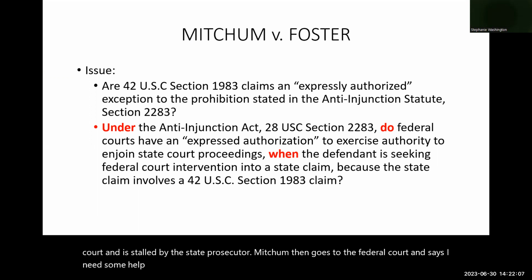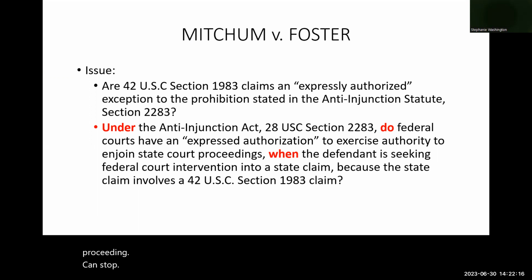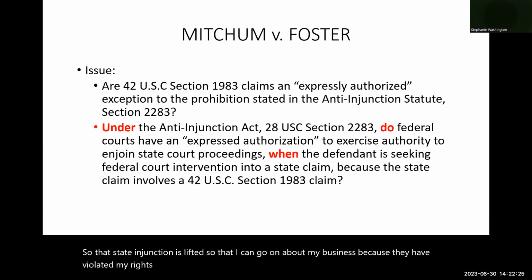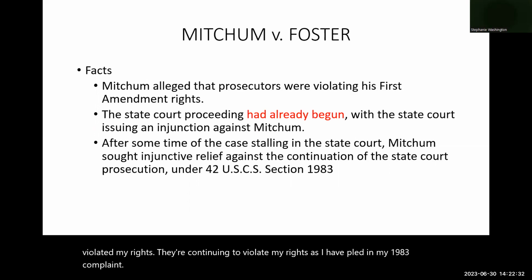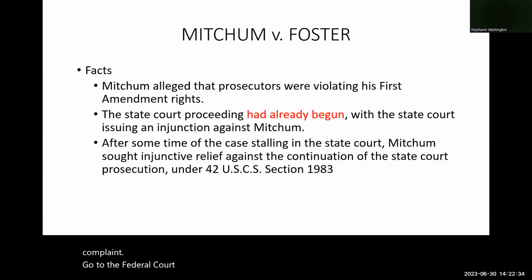I need the federal court to issue an injunction against the state court so that that proceeding can stop, so that state injunction is lifted, so that I can go on about my business, because they have violated my rights. They're continuing to violate my rights as I have pled in my 1983 complaint. Go to the federal court, district court: the federal district court denies the grant of the federal injunction.